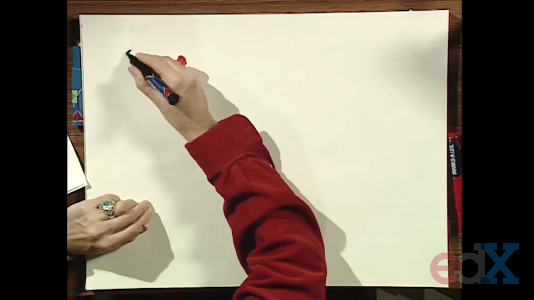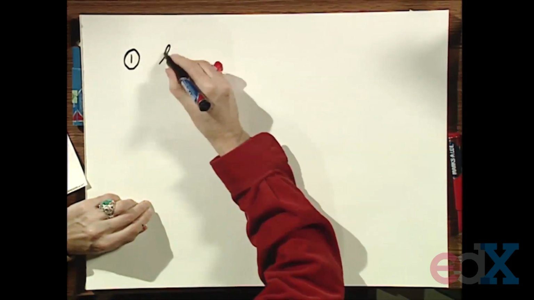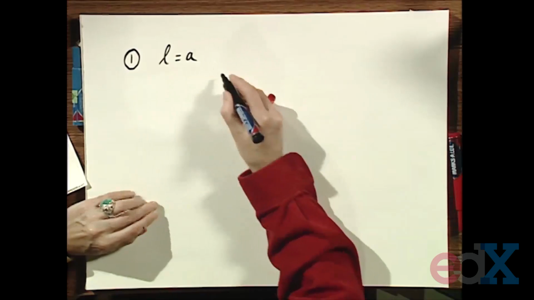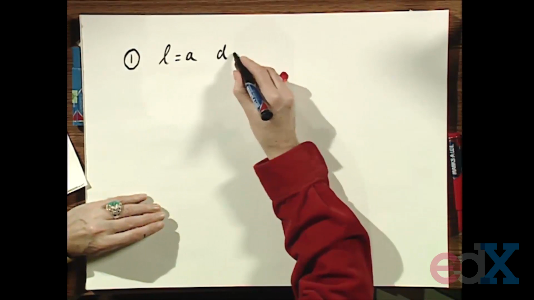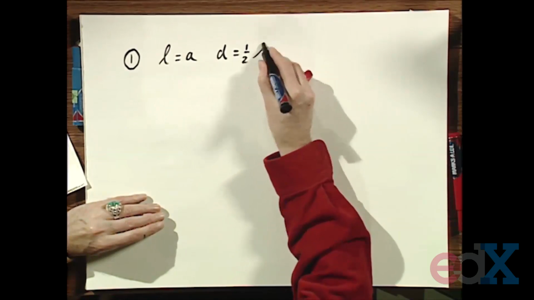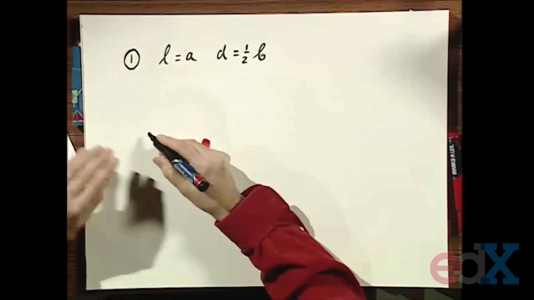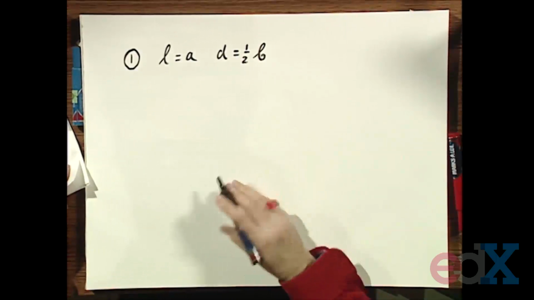You can do this problem now for this particular geometry, and the particular geometry is not just one line, but you have various lines for that little section 1. What I have called L, you would call A, and what I have called D, you would call 1/2 B, and you can do that for the other sections 2, 3, and 4 as well.